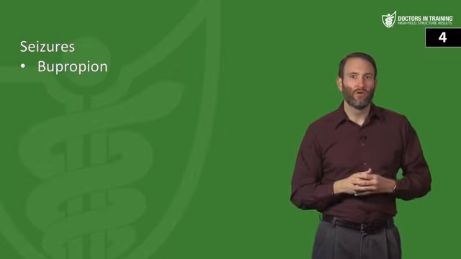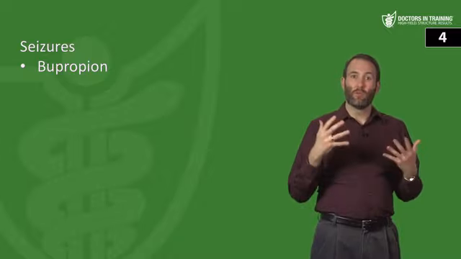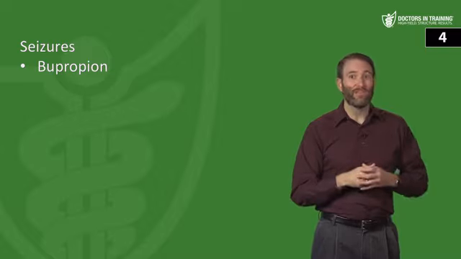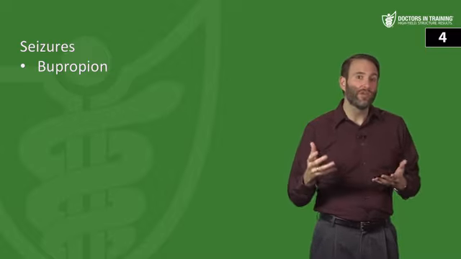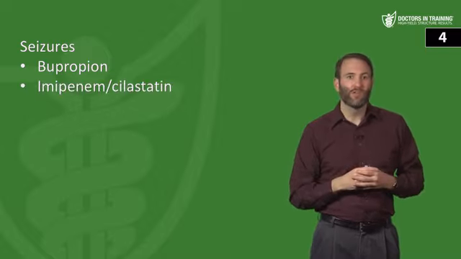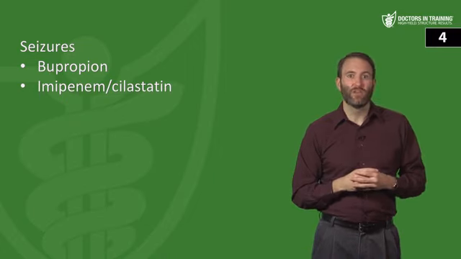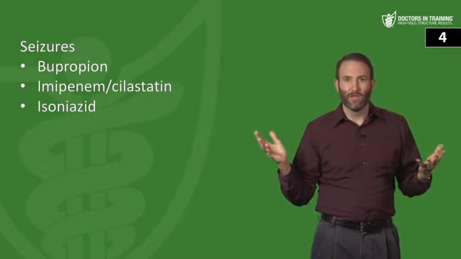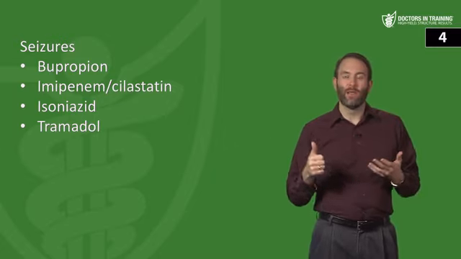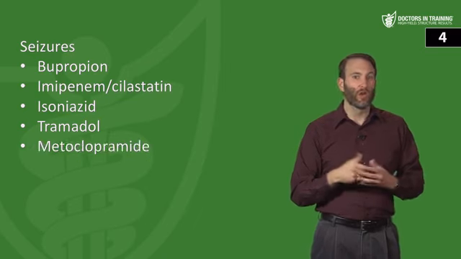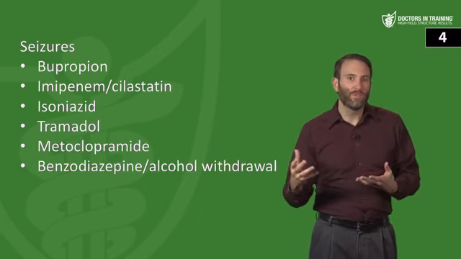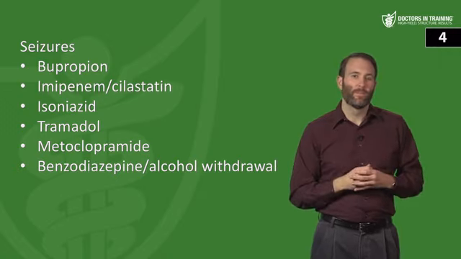Next, we have seizures. So this can be associated with bupropion. If you have someone that maybe you're going to put on bupropion for smoking cessation or maybe for depression, you need to make sure they don't have a history of seizures or a history of head injury that might actually induce seizures. Other drugs, imipenem with cilastatin, can also be associated with seizures. Isoniazid, and there's actually lots of other things with increasing seizures. Tramadol, which is a type of pain medication, can be associated with it. Metoclopramide can do it as well. And of course, withdrawal from benzodiazepines or alcohol can cause seizures as well.